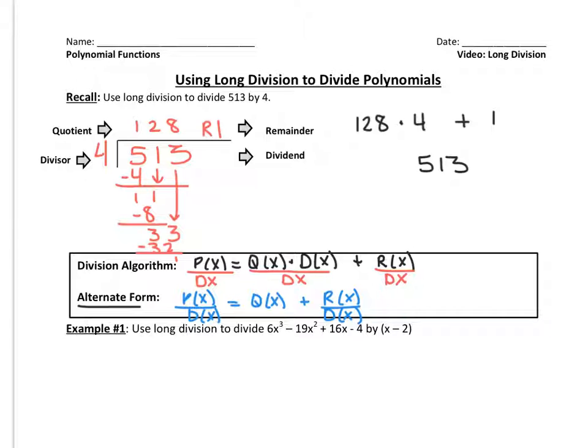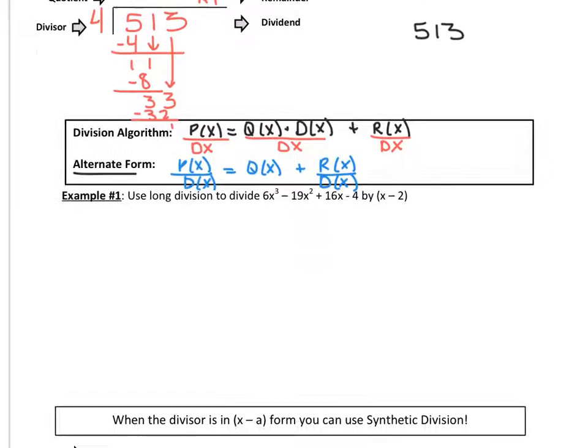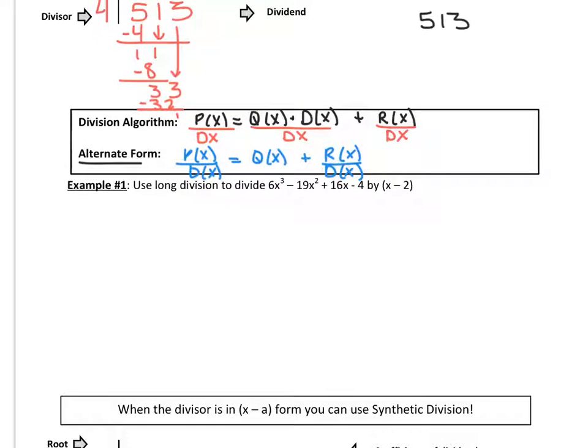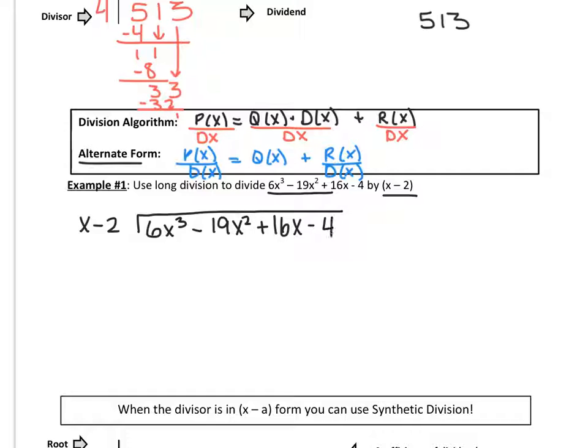Now I know this is a lot to take in, it's a lot of letters, but just hang tight, we'll go over it more in detail tomorrow. But let's see if we can use long division now. So we want to use long division to divide this by this. So the x minus 2 is the divisor that goes on the outside. We're going to put 6x to the third minus 19x squared plus 16x minus 4.